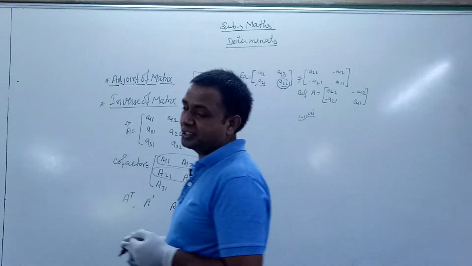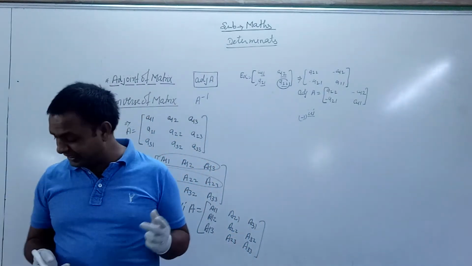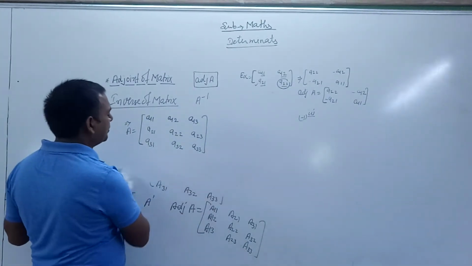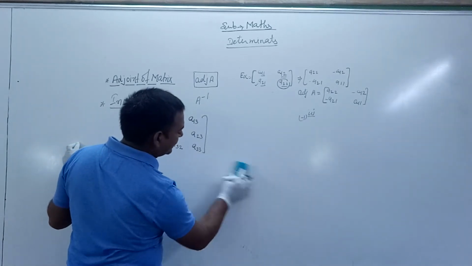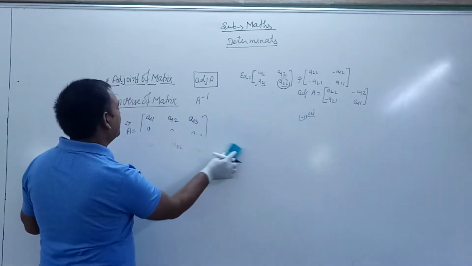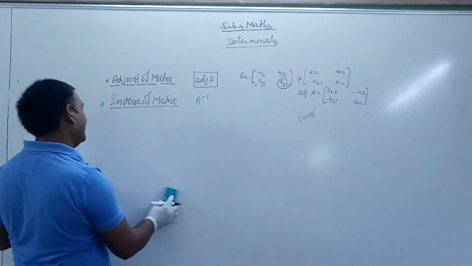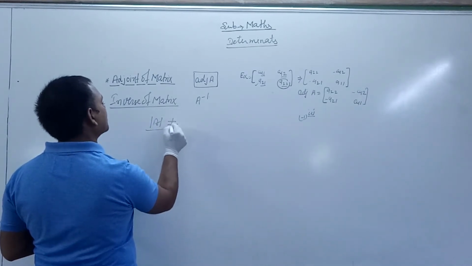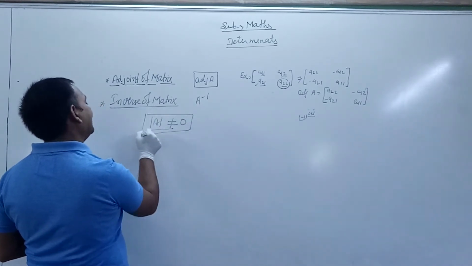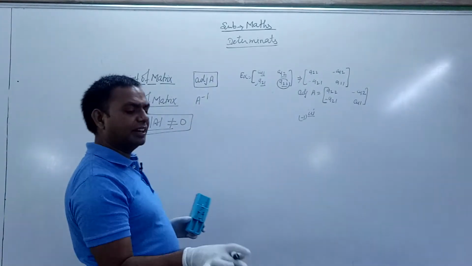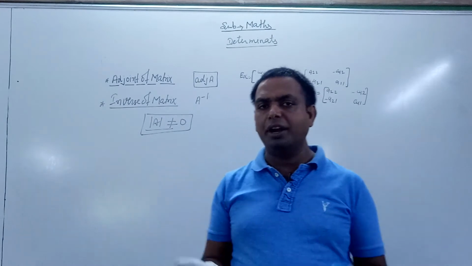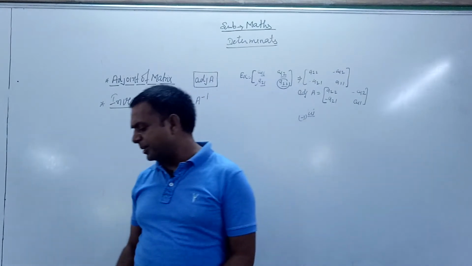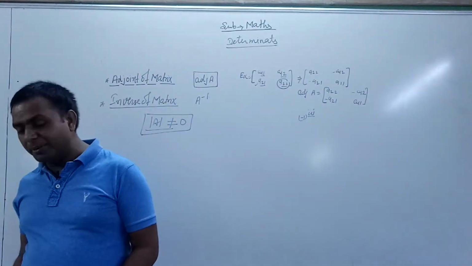Second condition, the inverse of the matrix. How can we find the inverse matrix? First, you find mod A, which means the value of the determinant of the matrix. If mod A exists, meaning it does not equal 0, then you can find the inverse matrix. If mod A is equal to 0, then you can't find the inverse matrix. The inverse matrix is denoted by A inverse.